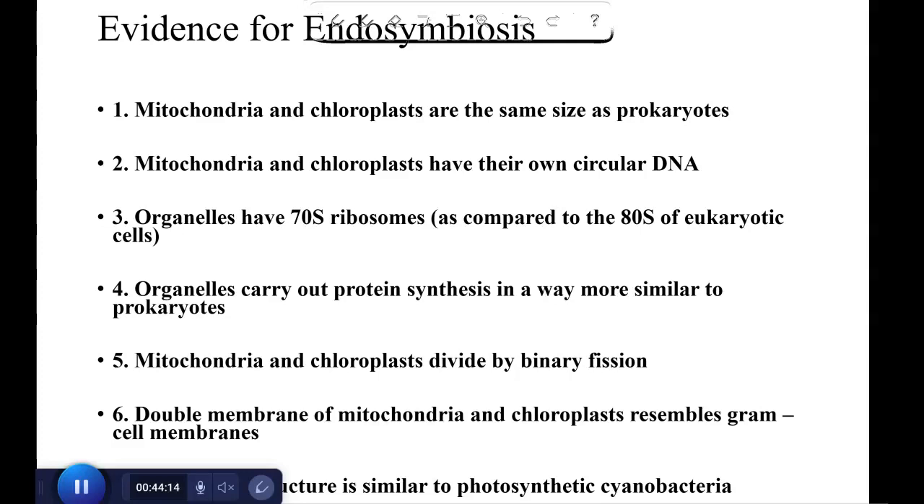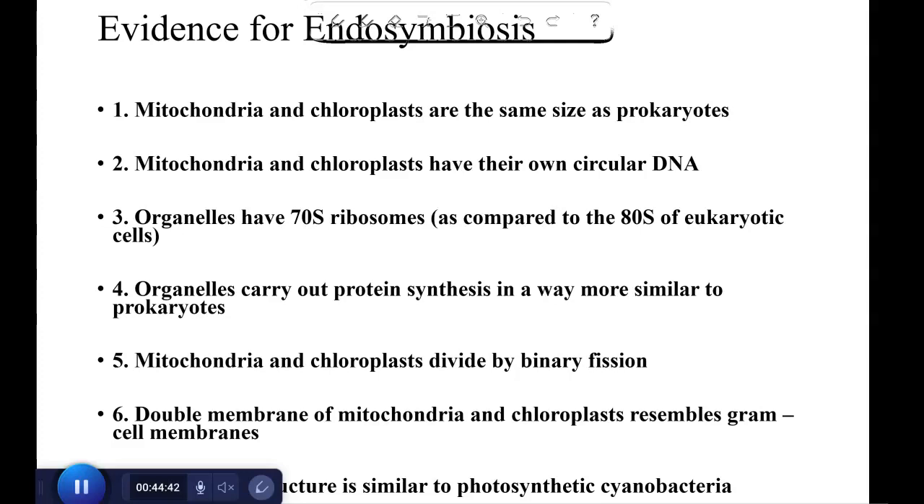I also mentioned those ribosomes. And I mentioned that math that doesn't quite add up with that large and small subunit. But bacteria have 70S ribosomes compared to the 80S ribosomes of eukaryotic cells. Mitochondria and chloroplasts also have 70S ribosomes. And if they have similar ribosomes, the way that they carry out protein synthesis is going to be very similar.